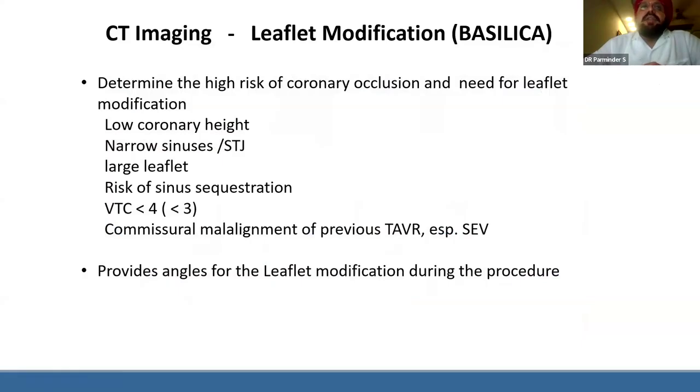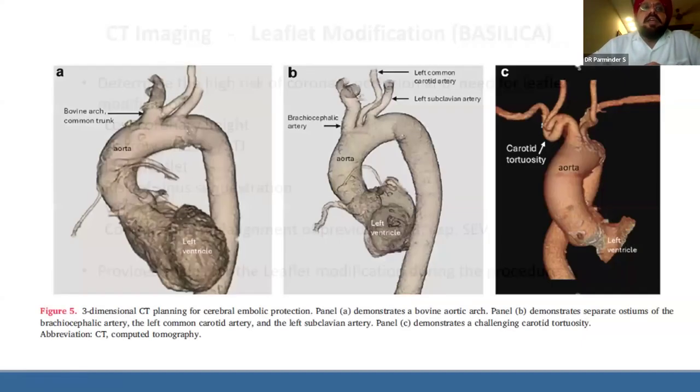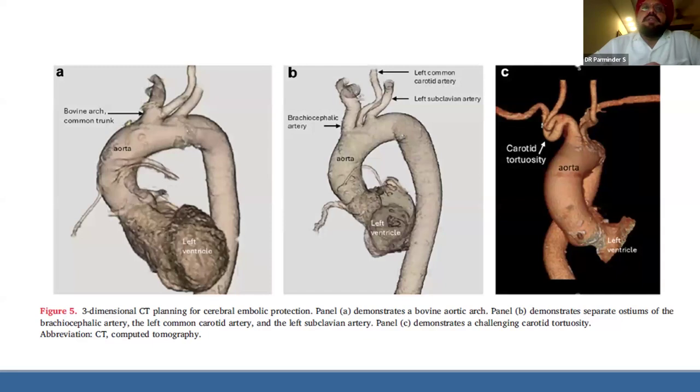Further, CT may also help in determining the risk, like low coronary height, narrow STJ, narrow VTC, risk of sinus sequestration. In addition to this, the CT scan can also provide us with angles for leaflet modification like BASILICA. And CT scan also provides us the anatomy of our cerebral vessels for embolic protection devices, whether the patient is suitable for these devices or not.